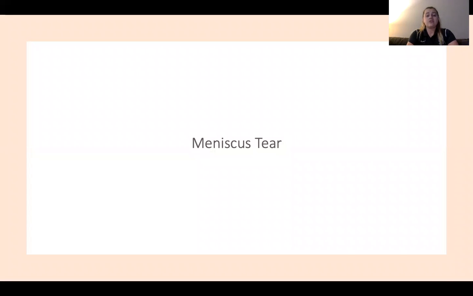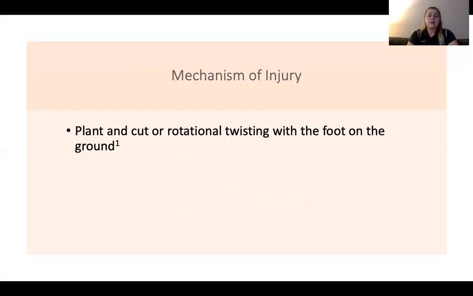My second injury that I'm going to be discussing is going to be a meniscus tear. Mechanism of injury for a meniscus tear, pretty straightforward, very similar to an ACL actually. Plant and cut or rotational twisting with the foot on the ground, essentially that plant and twist mechanism.